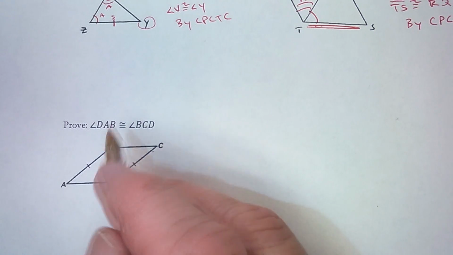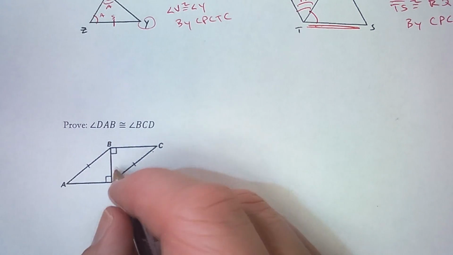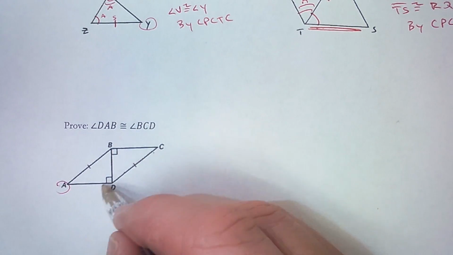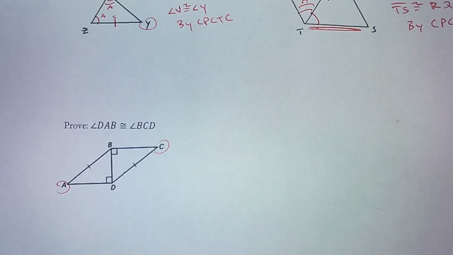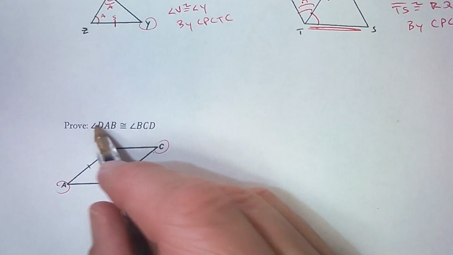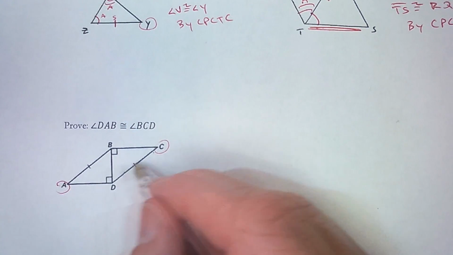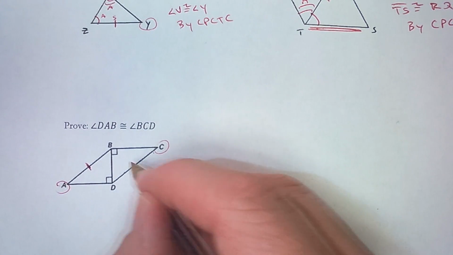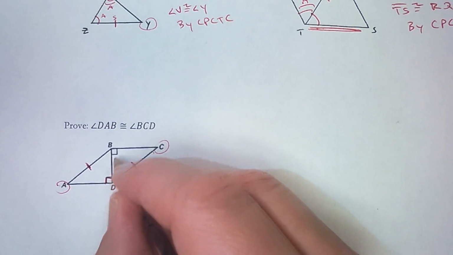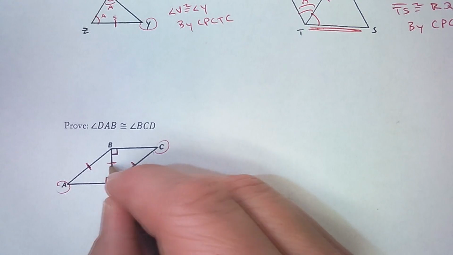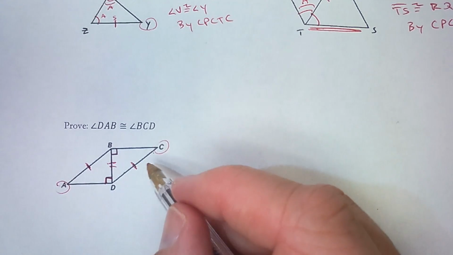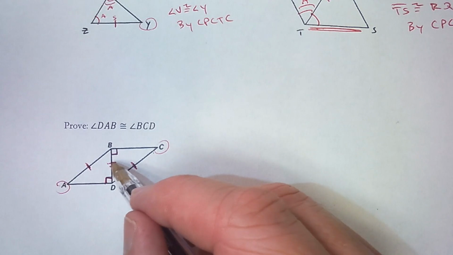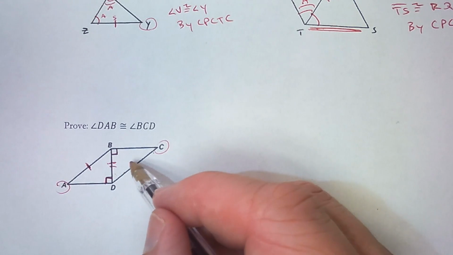Okay, show that angle DAB, that's right here, is congruent to angle BCD. Okay, so I'm proving these angles congruent. So first I have to show that the triangles are congruent. These triangles have a pair of congruent sides. They have right angles. They also share a side right here. Okay, now this angle is not between the two sides, so I can't do side, angle, side.